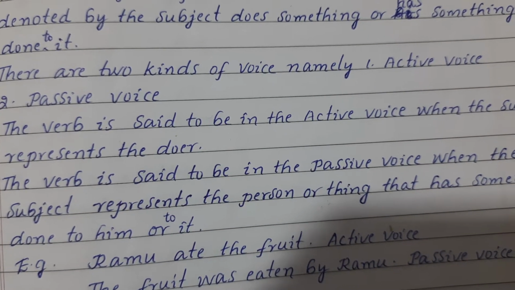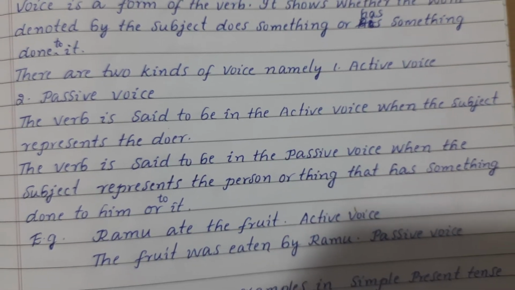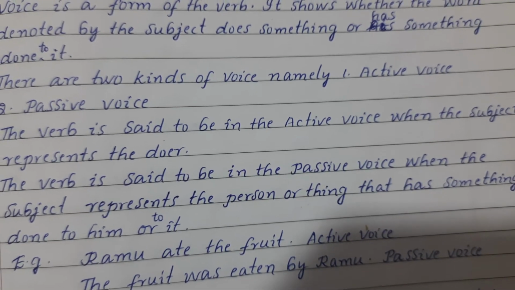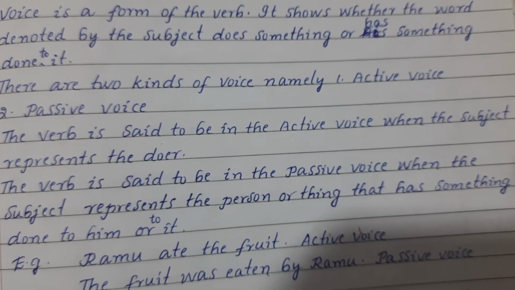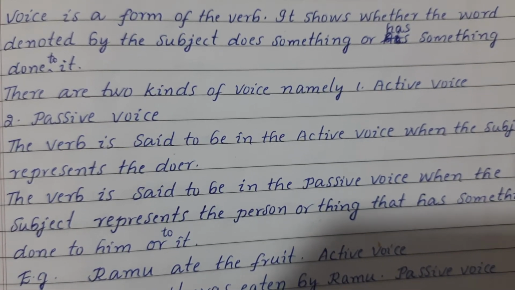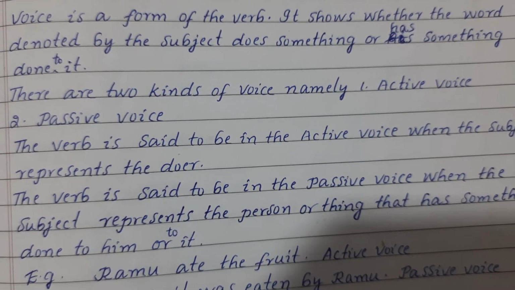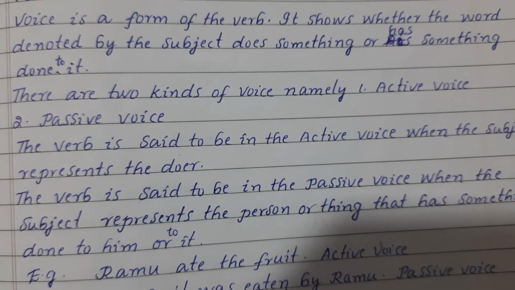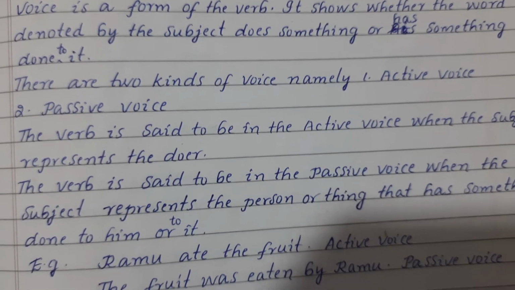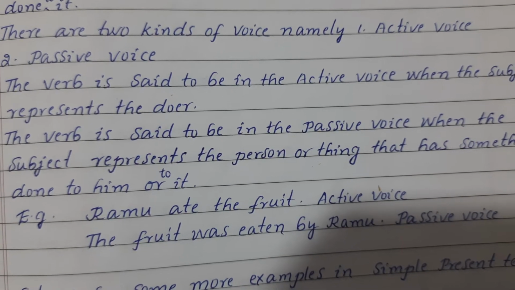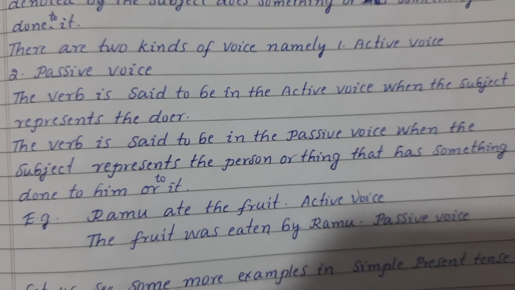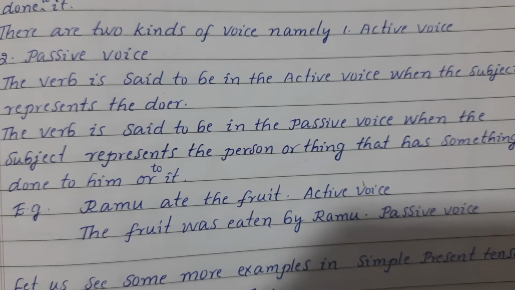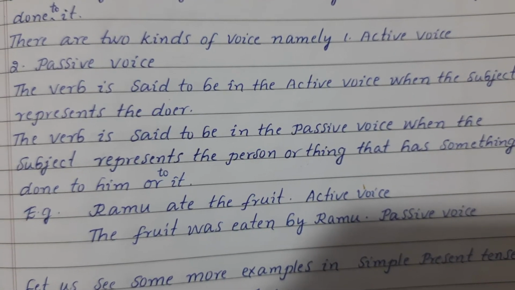The verb is said to be in the active voice when the subject represents the doer. That means the doer of the action. If the subject is the doer of the action, the verb is said to be in the active voice. The verb is said to be in the passive voice when the subject represents the person or thing that has something done to him or to it.